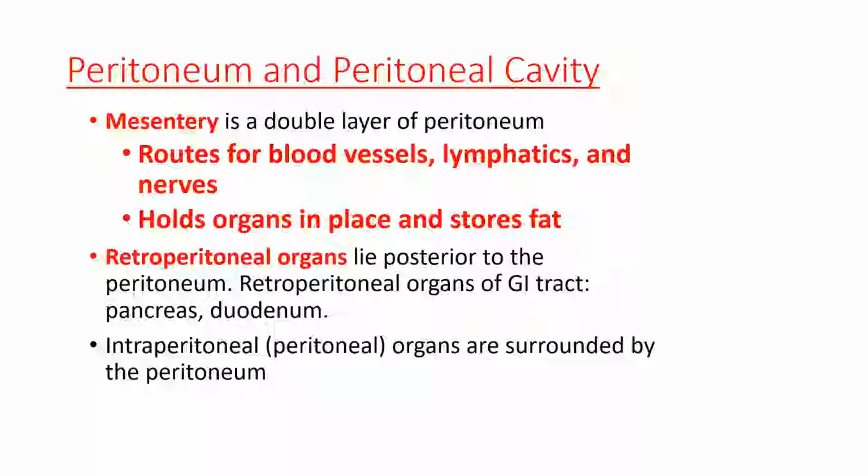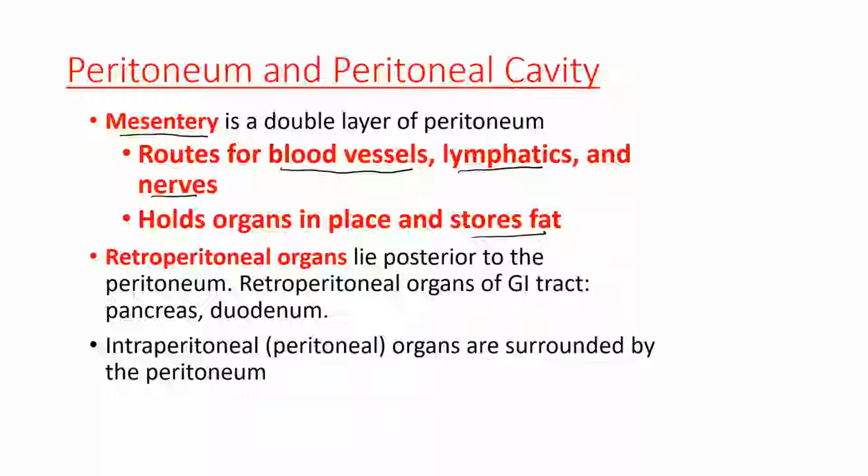The peritoneum of the abdominopelvic cavity is a large complex membrane which folds, creating double-layer membranes called mesenteries. The function of mesenteries is to provide a route for blood vessels, lymphatics, and nerves to travel into the organs. Mesenteries also hold organs in place and store fat.